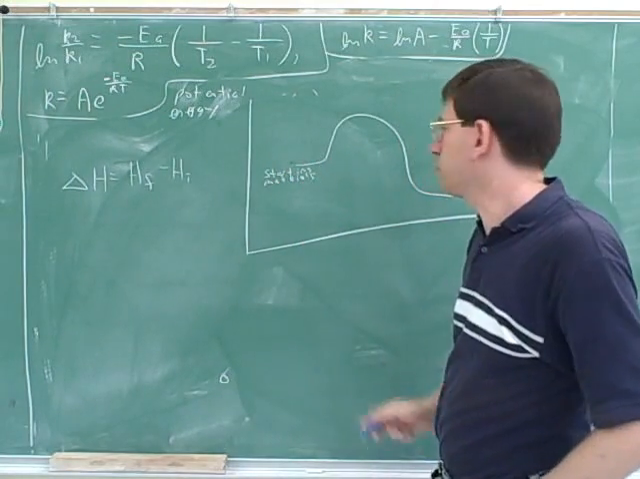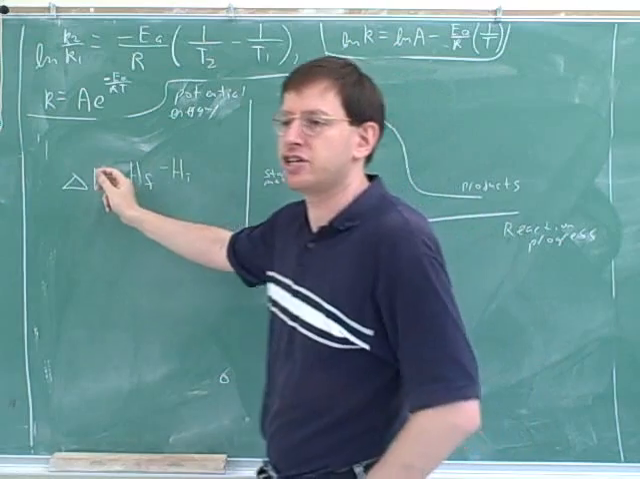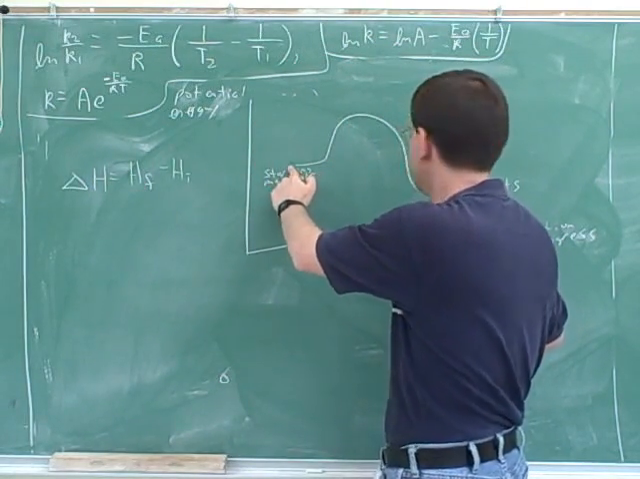So a couple of people are wondering whether we should use this over here, but this is neither final nor initial. So just from the definition of the delta, we know that we should just be comparing this level and this level to find the delta H.